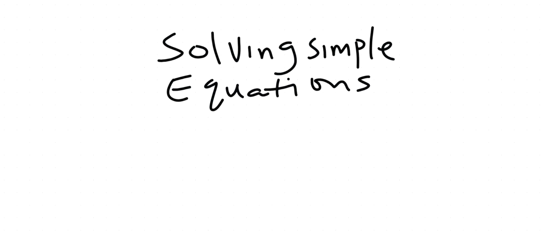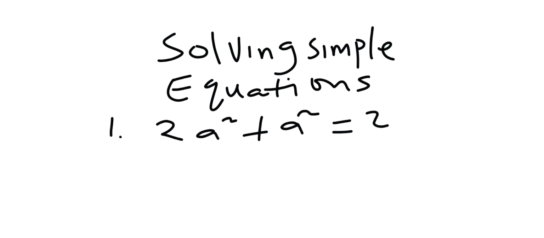Today we'll be having two examples with our exit tickets. The first one we'll be working on is 2a raised to power 2 plus a raised to power 2 equals 27. How do we solve this kind of problem when we are being asked to solve this simple equation?